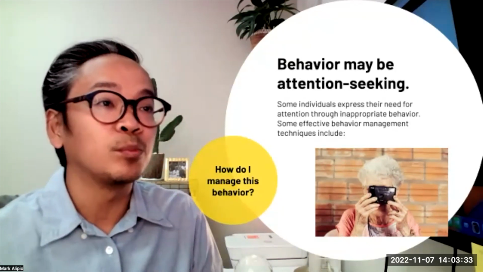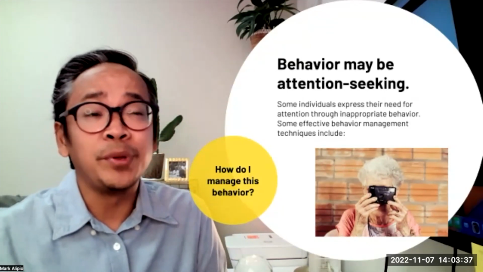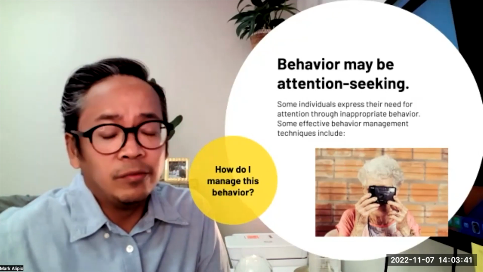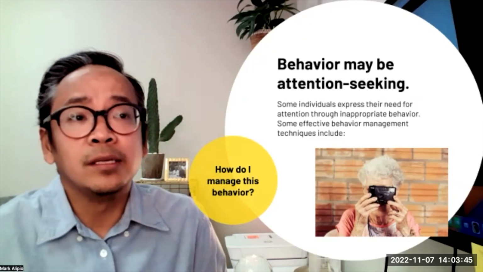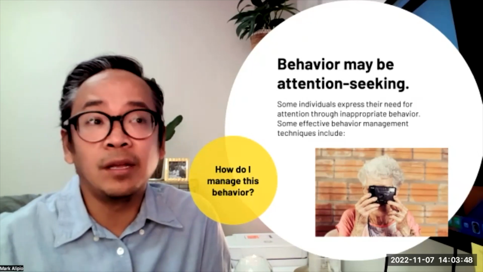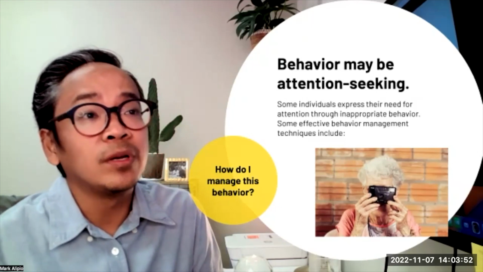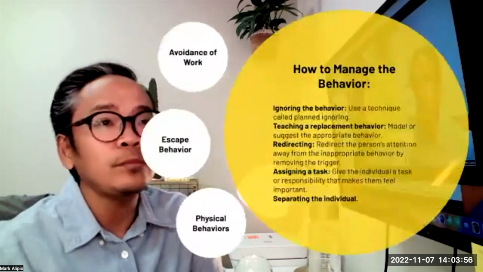Some individuals express their needs for attention through inappropriate behaviors. We can say that even for just walking down the street, catcalling is an inappropriate behavior, and it's definitely an attention-seeking behavior, right? Some effective behavior management techniques include, right?